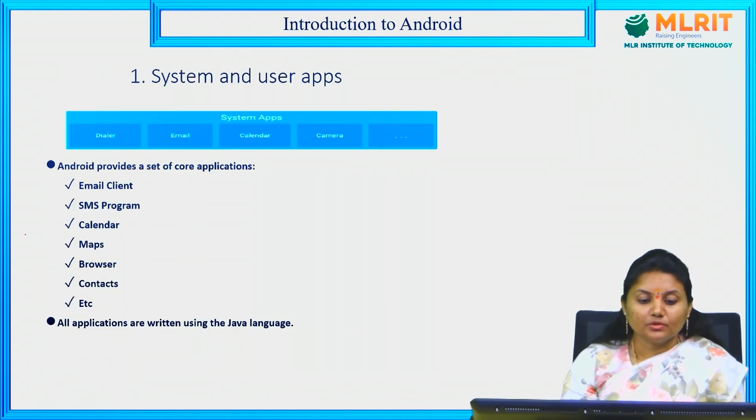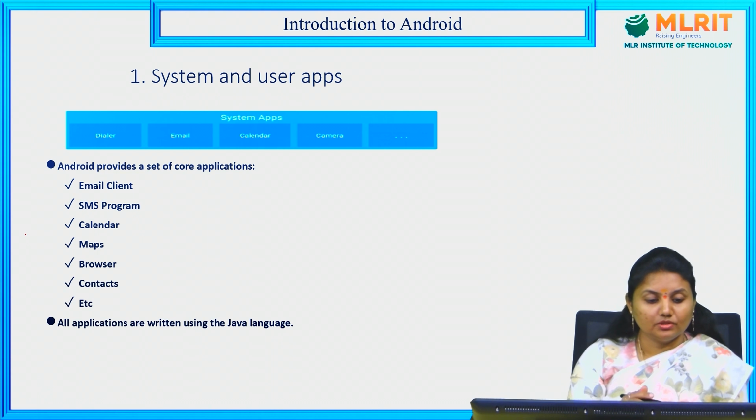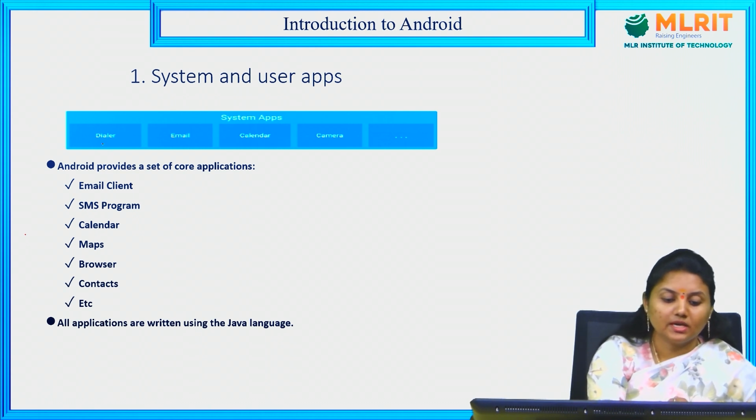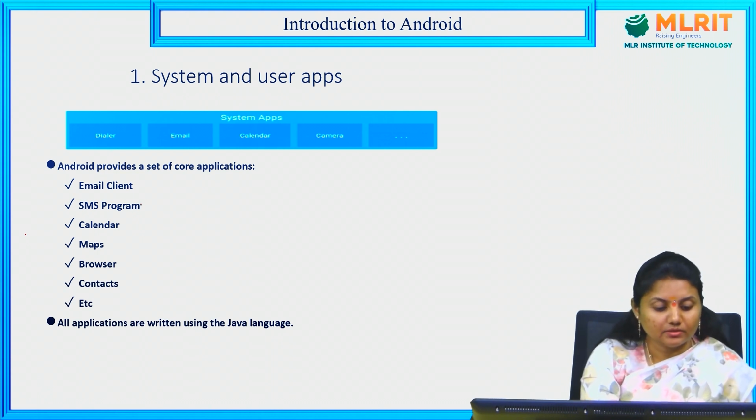Okay, so first, system applications. These are the system applications: dialer, email, calendar, camera, etc. So the SMS program, the basic SMS that we send, emails, calendar, maps. Maps means, like, for location we can say. And browser, where web browsers can be opened directly.